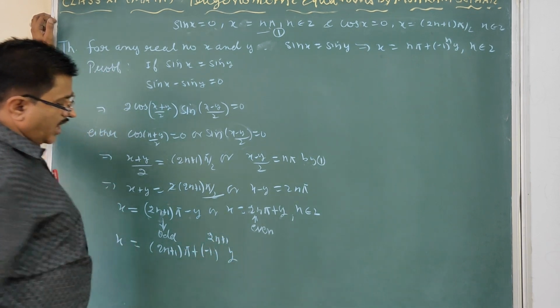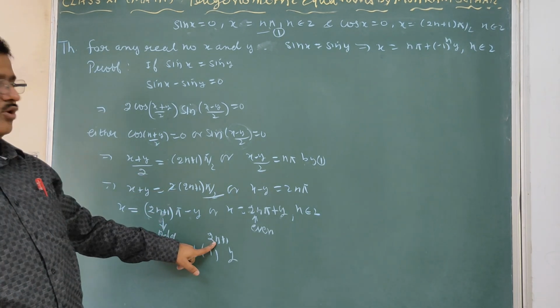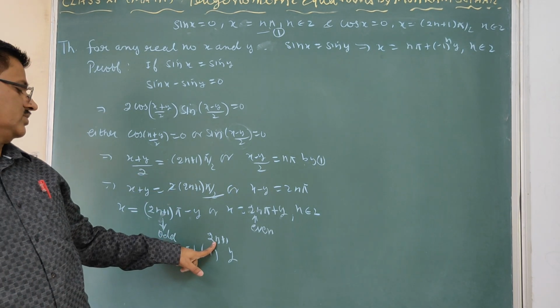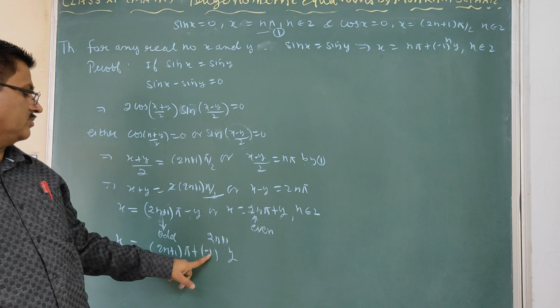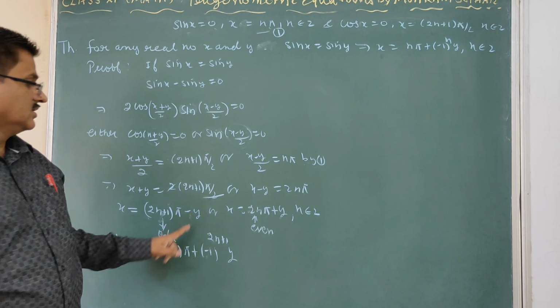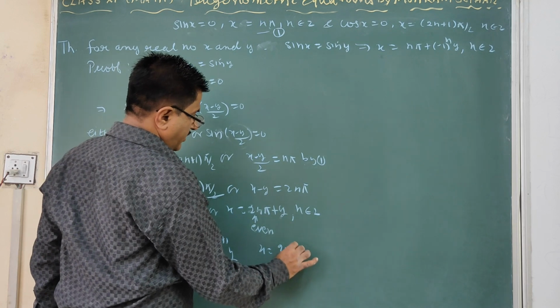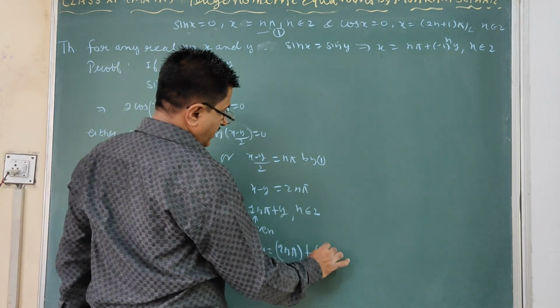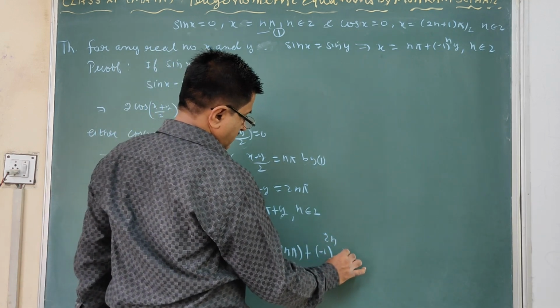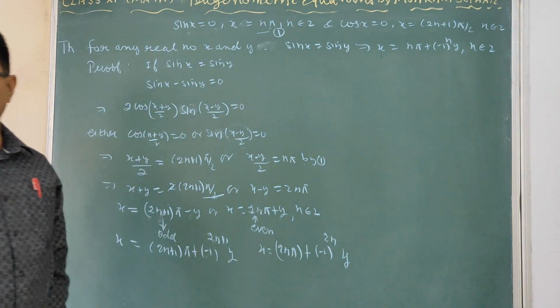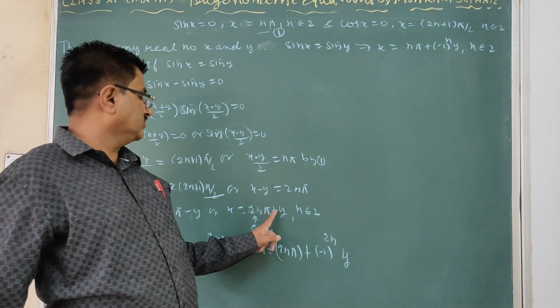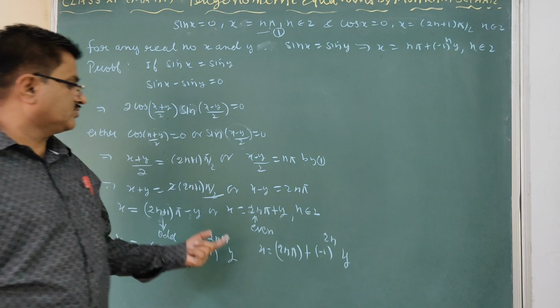So you can write here x equal to (2n plus 1) pi plus minus 1 power (2n plus 1) y. Why do we write minus 1 power odd? This is the odd number. So if you take minus 1 power odd, then this is minus. And here you take x equal to 2n pi plus minus 1 power even y. So that will be positive. Minus 1 power even, that's plus. So this plus and minus we write.